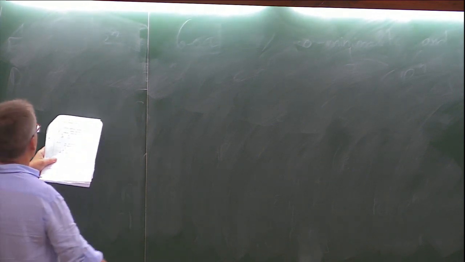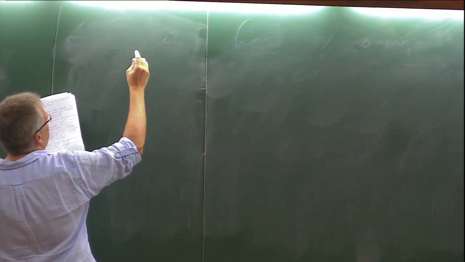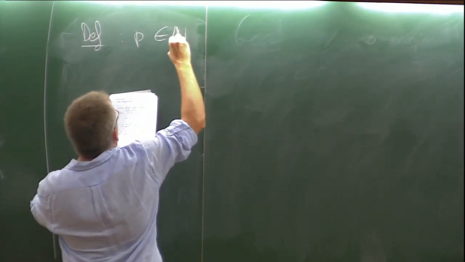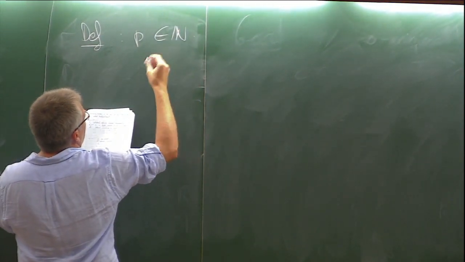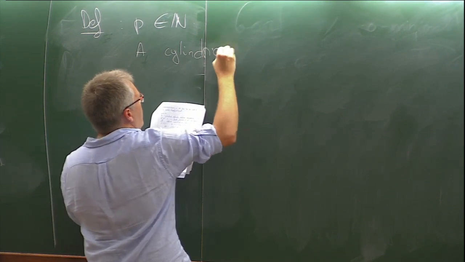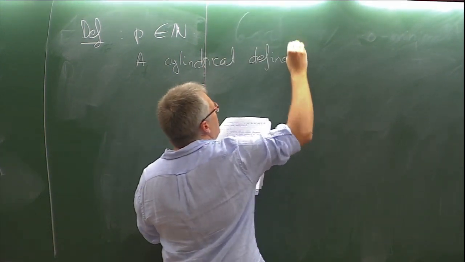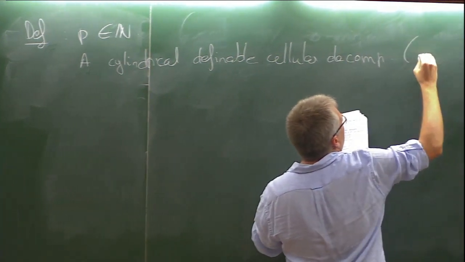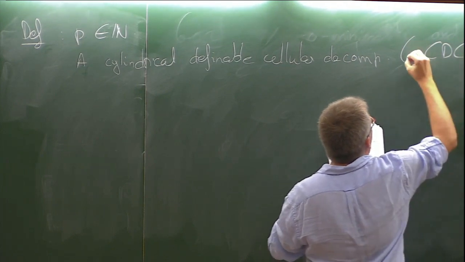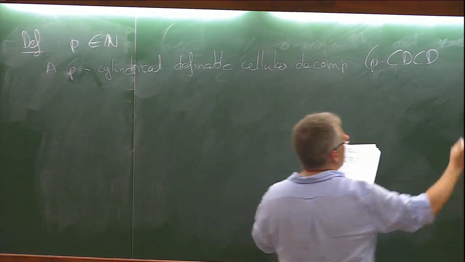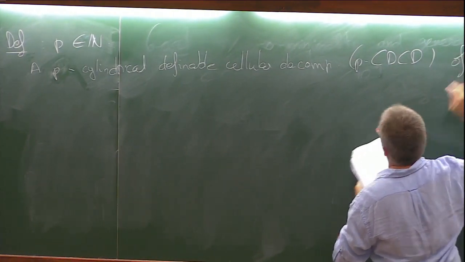This theorem is crucial for proving the central topological result. To define it, I will give a long definition, but in fact, it's very simple. So I fix p an integer, and I will define a nice cellular decomposition of R^n, a cylindrical definable cellular decomposition. Let me call it CDCD. A p-CDCD, with an index p, of R^n is the following.